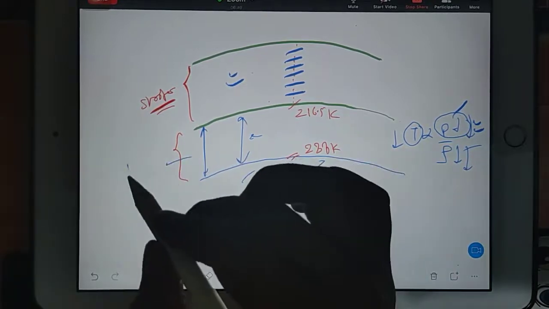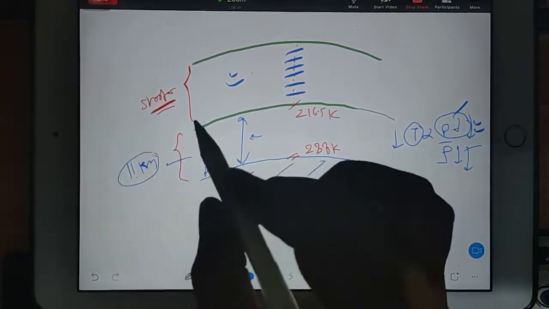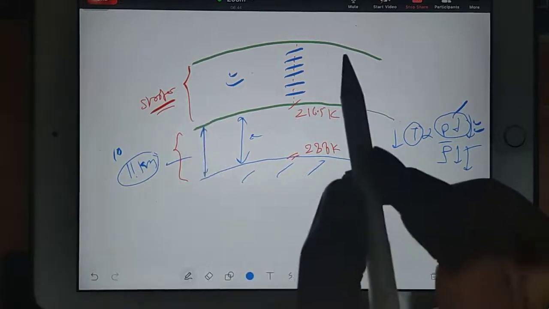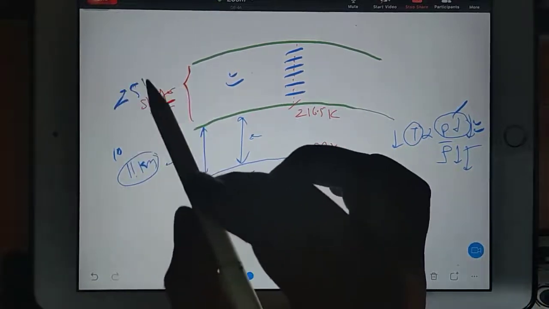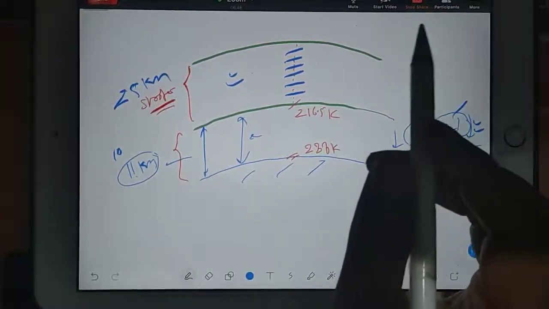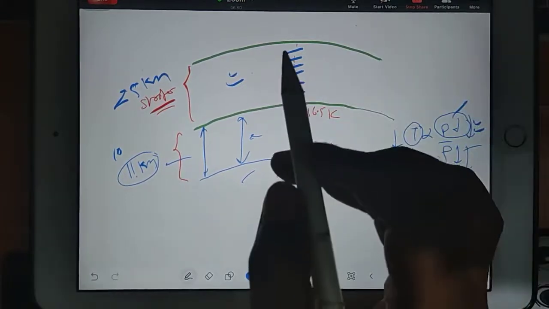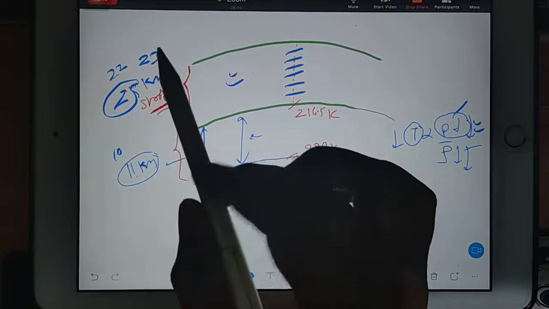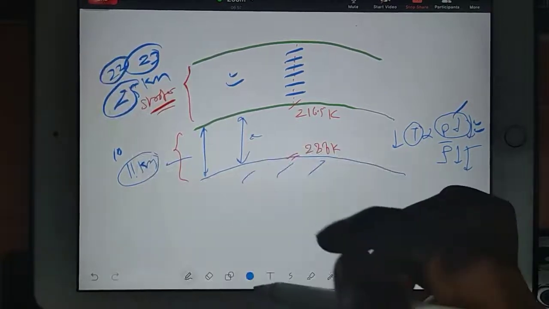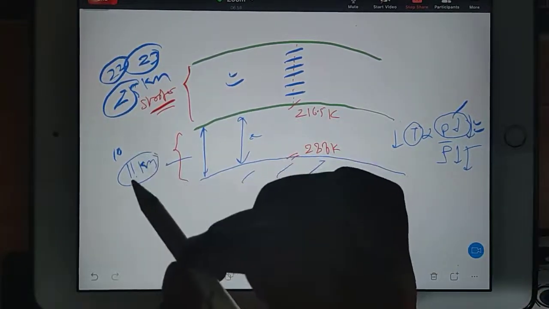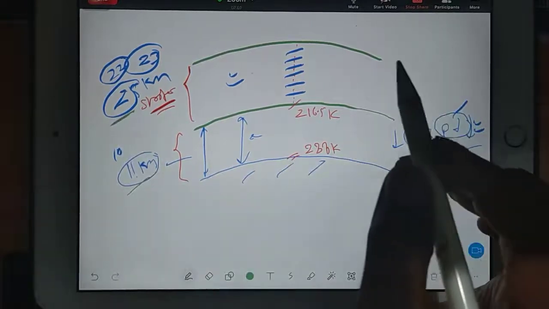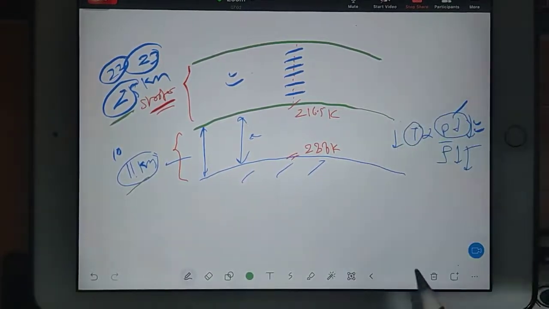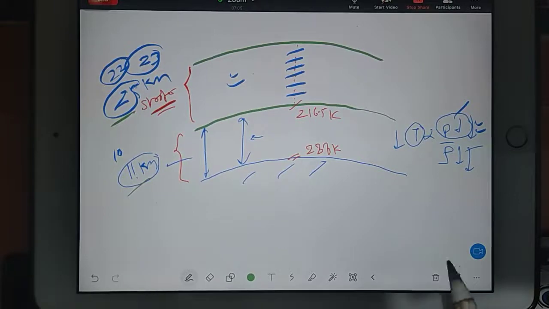One thing can be different in every textbook, like this height value. The standard value is 11 kilometer you can consider. In some textbooks they consider only 10 kilometer, and here you can consider 25 kilometer. These are the standard values. Sometimes they can say 22 kilometer, sometimes 23 kilometer. It depends on the textbook. So I take 11 and 25. Yes. Next doubt.